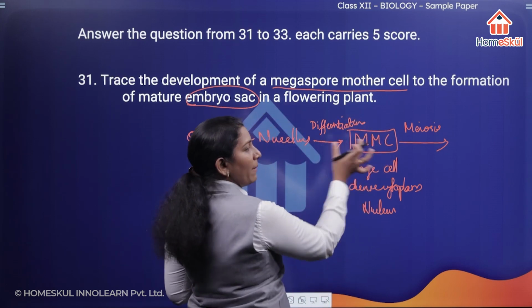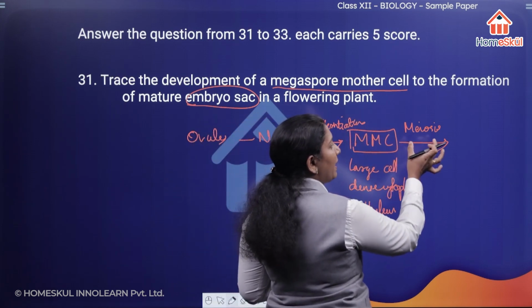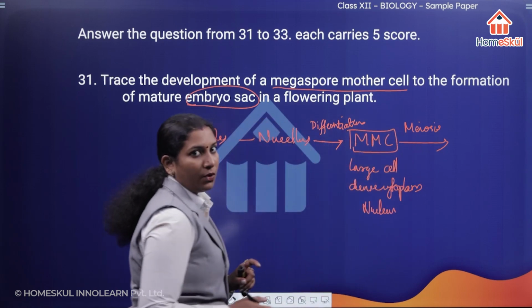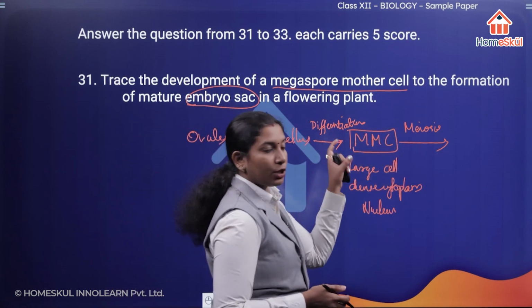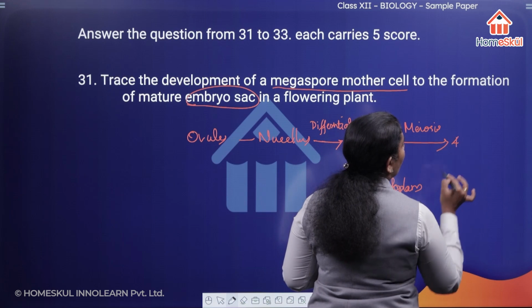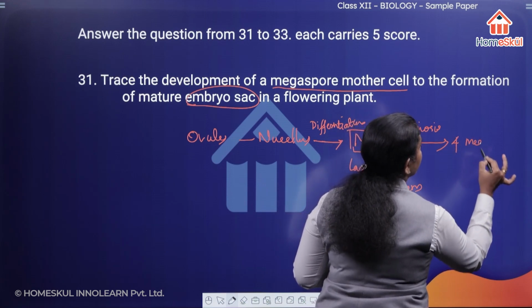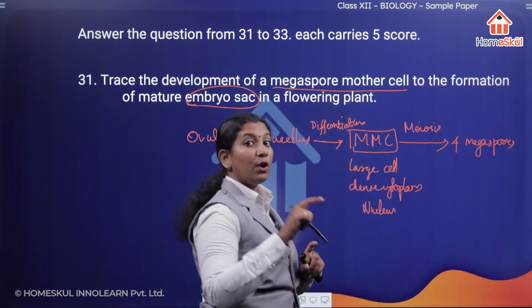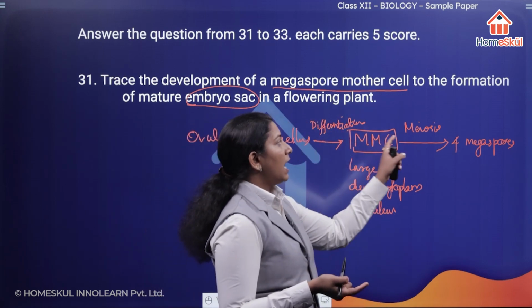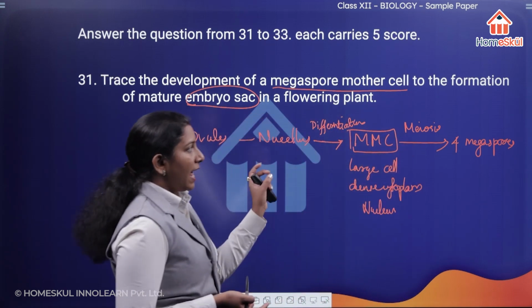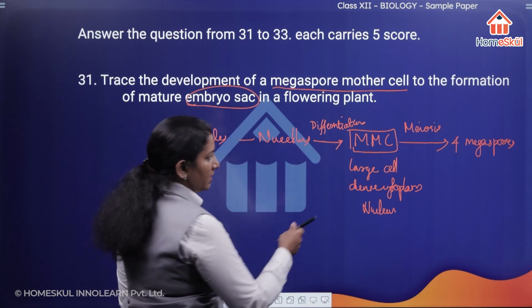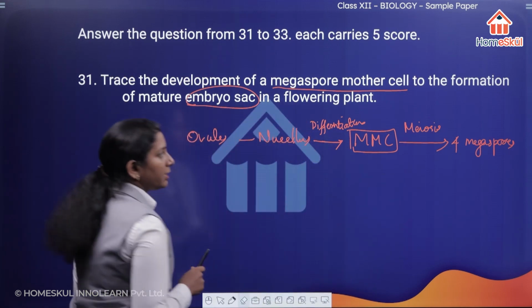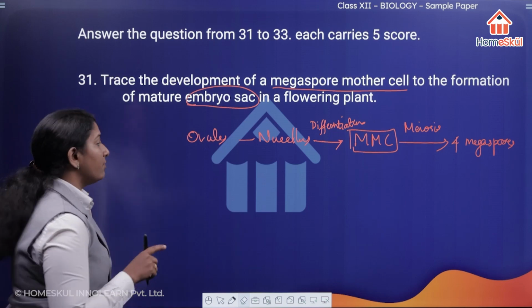Differentiation will take place to form the megaspore mother cell, and this will undergo meiotic divisions. The megaspore mother cell undergoes meiotic division, forming 4 haploid megaspores. Out of these 4 megaspores, only one is functional.